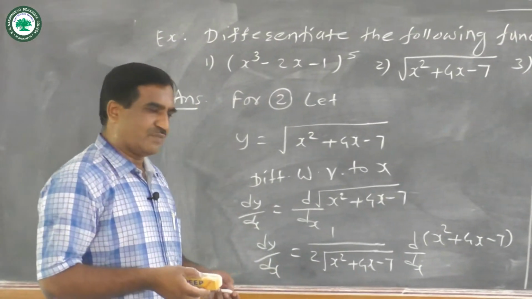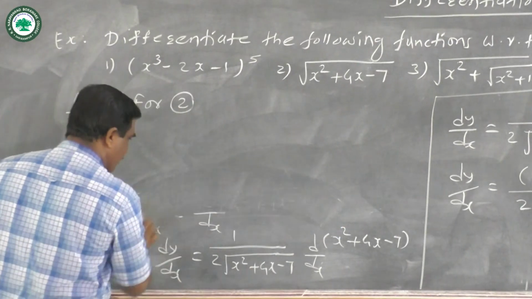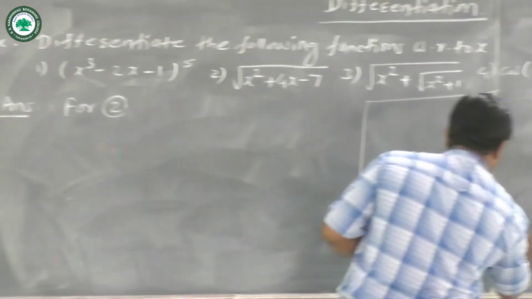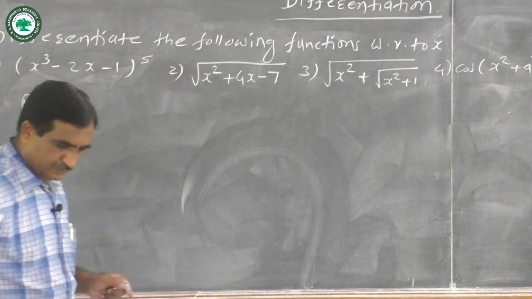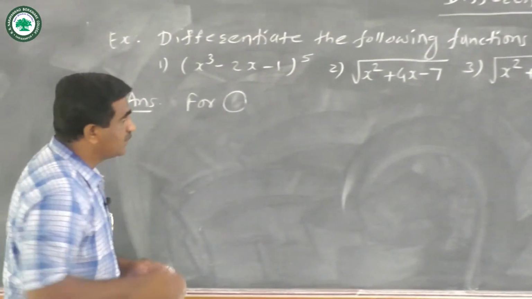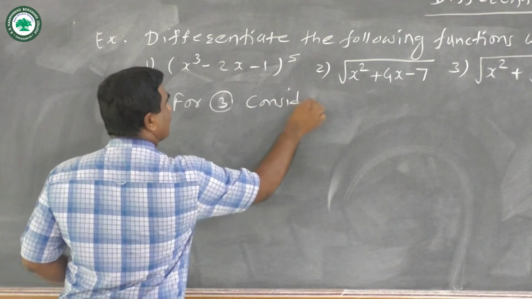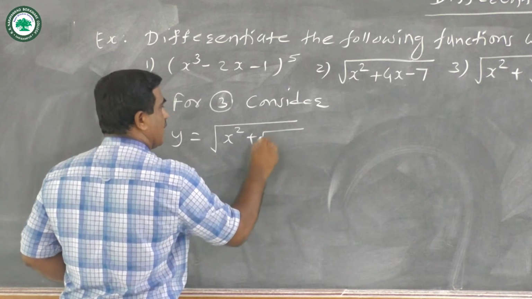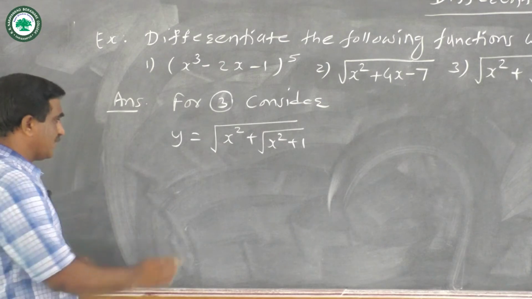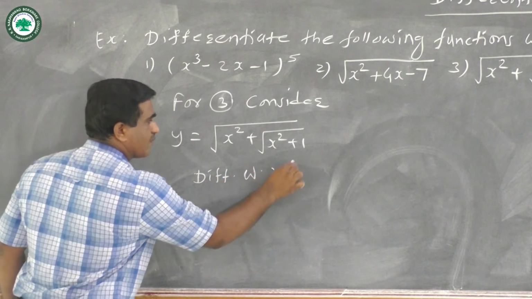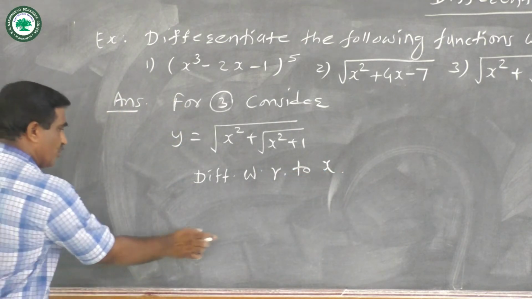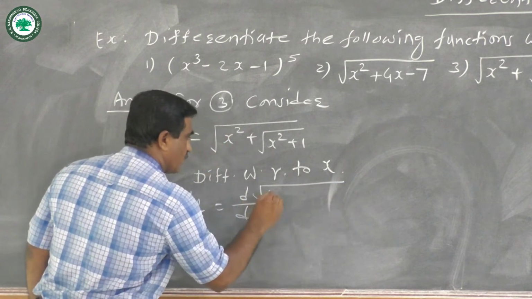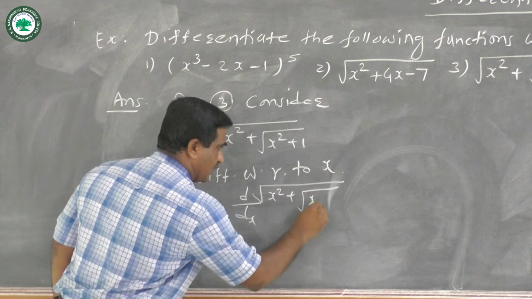The third example is a double composite function. Therefore, we have to use the composite rule two times here. Answer for third: consider y is equal to under root (x square plus under root (x square plus 1)). Differentiate this with respect to x again. Similarly, the derivative of y, dy by dx, is equal to dy dx of under root (x square plus under root (x square plus 1)).